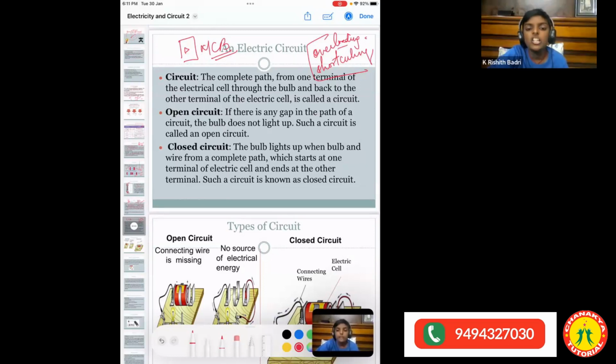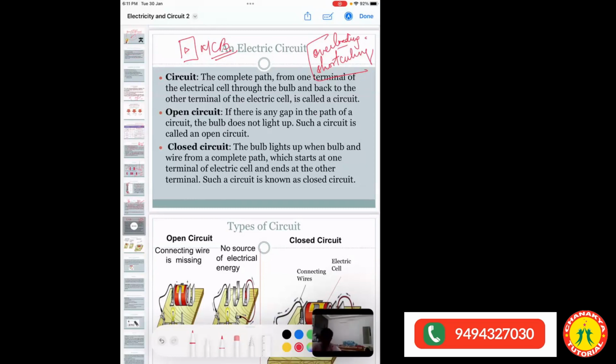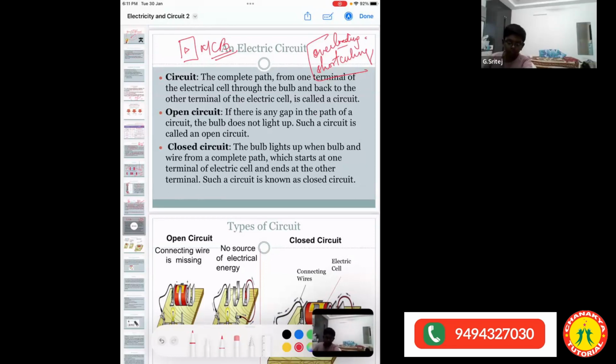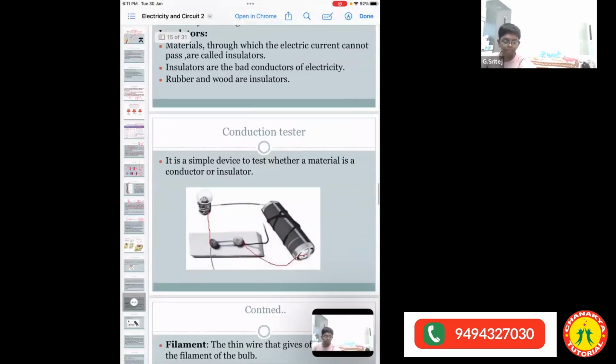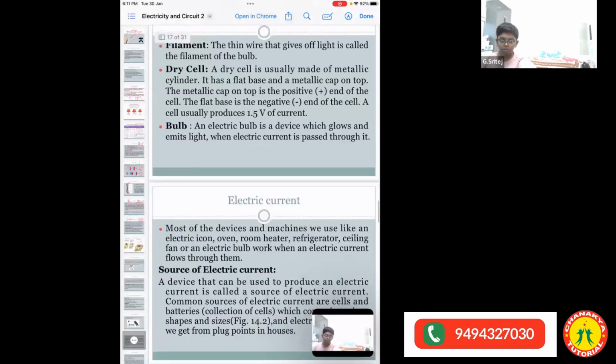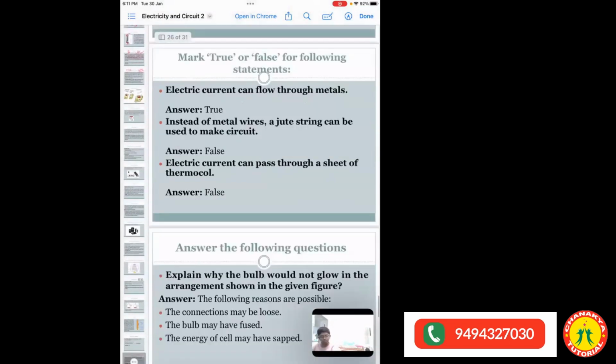Ma'am, I thought short circuiting is called fuse, right? Basically, short circuiting is not called a fuse. Wait, I'll show you the picture. Ma'am, in a fuse there is the breaking up of a filament. No, fuse is not the breaking of the filament.